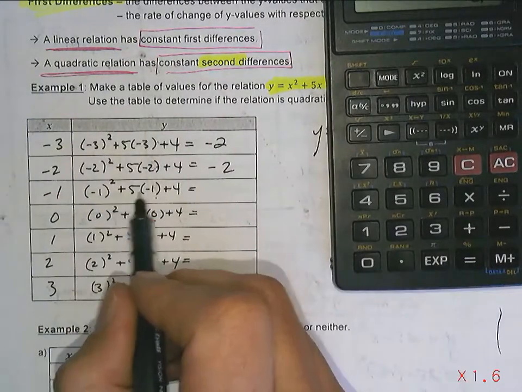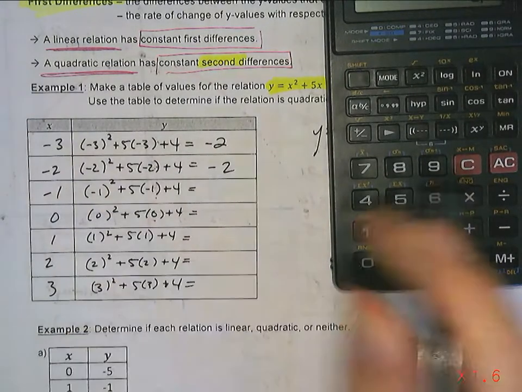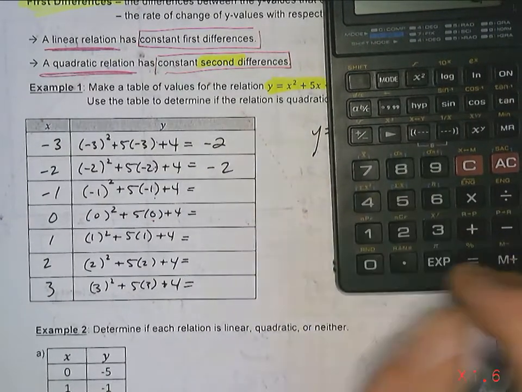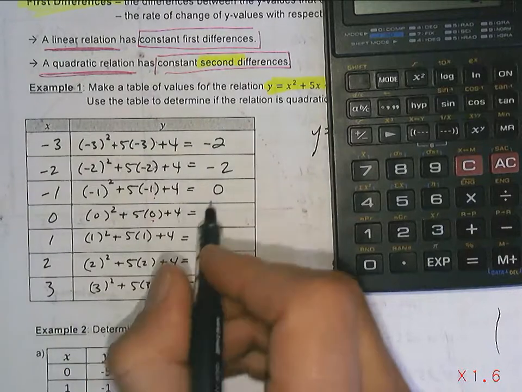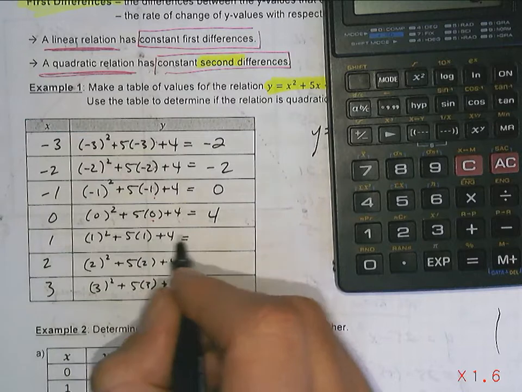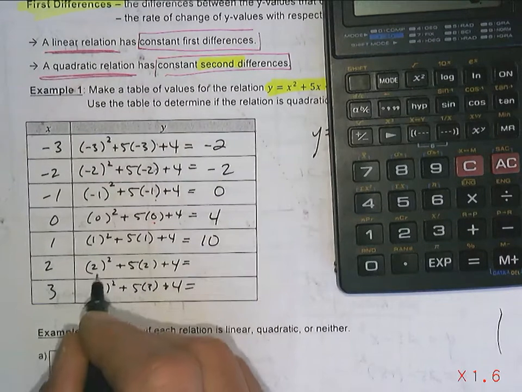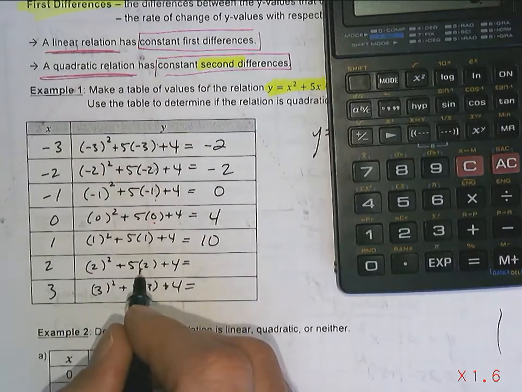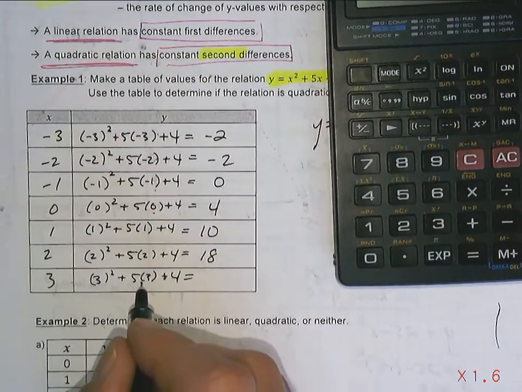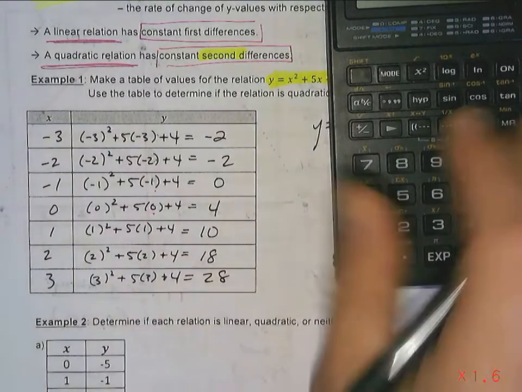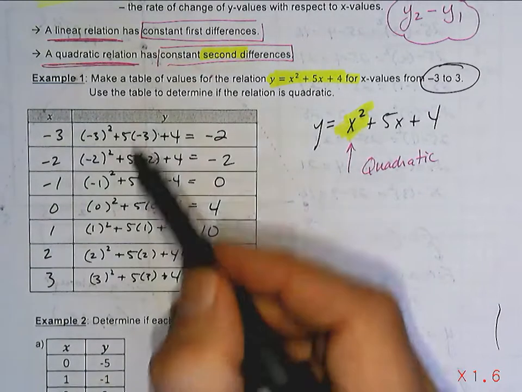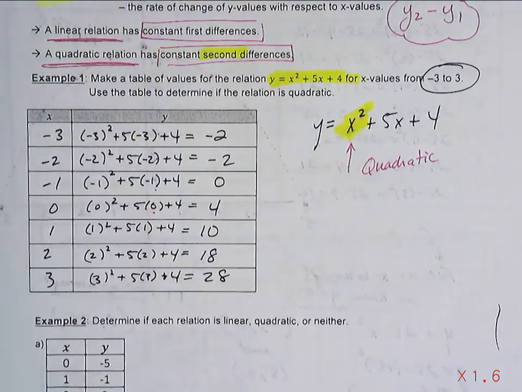So this is 1, take away 5. So that's 1, take away 5, plus 4 is 0. This is 0, 0, this is 4. This is 1, 5 is 6. That's 10. This will be 4 plus 10, which is 14. Plus 4 more is 18. And this will be 9 plus 15, which is 24, 28. Okay, so those are the results I came up with. Hopefully you can do the same. You need to be able to.